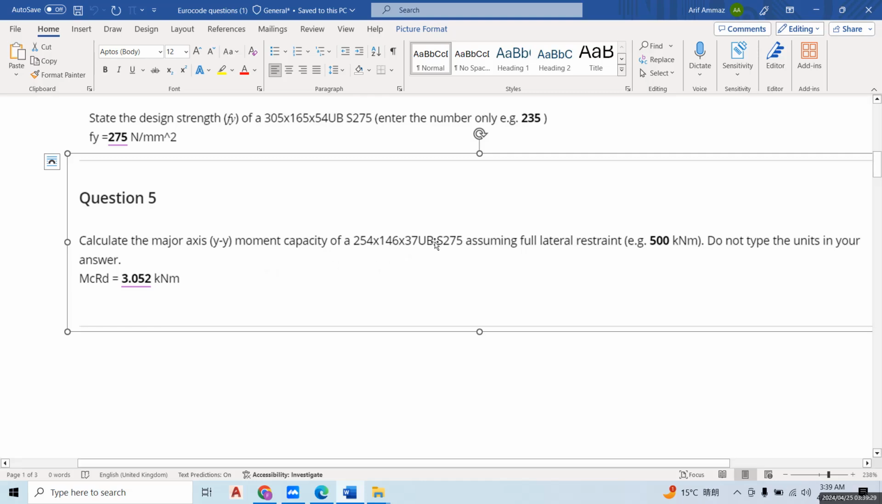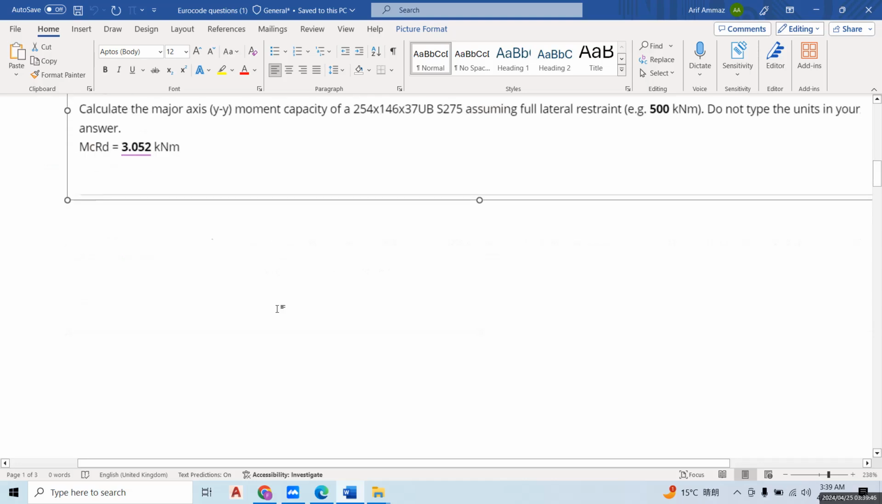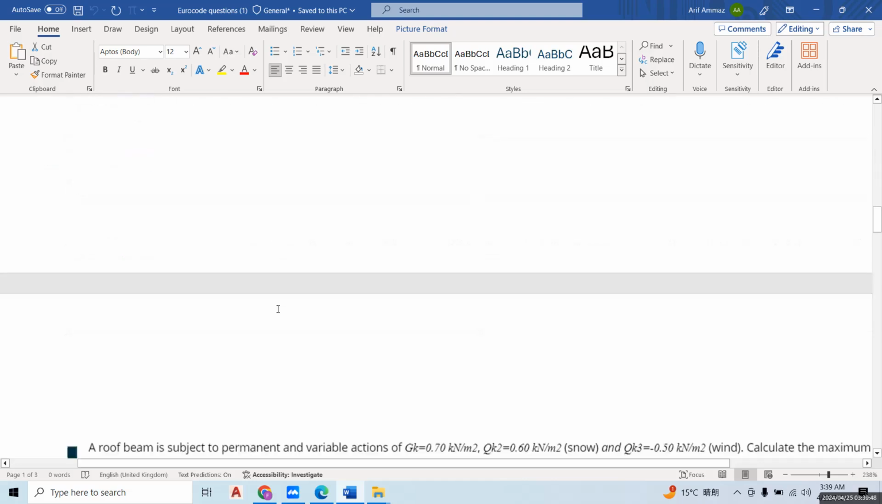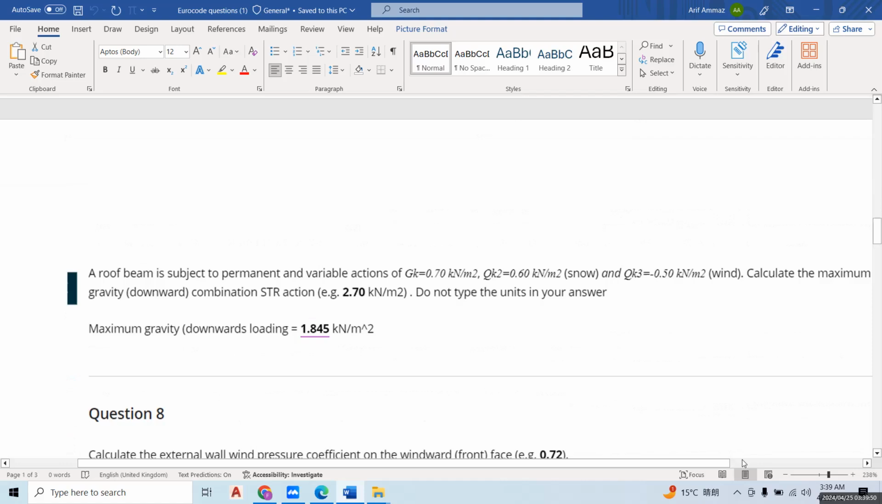This is actually a beam. So do you know that a beam always bends? So it is called bending capacity. Do you understand this? Okay, I see. So we go to the next question like that.